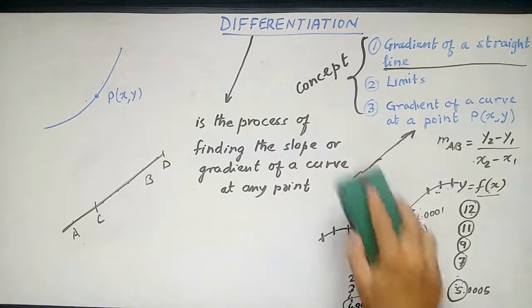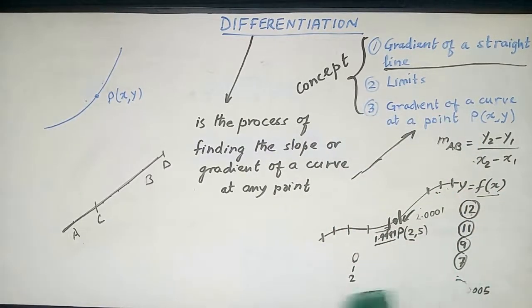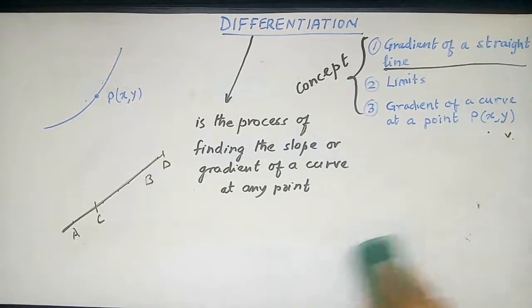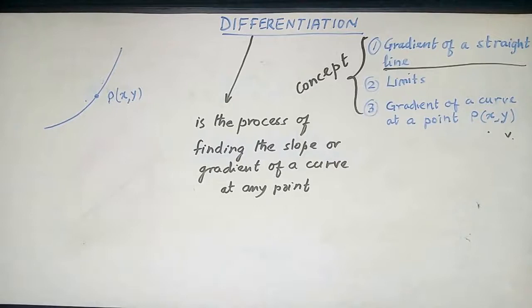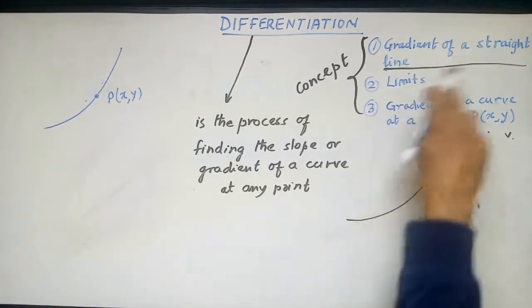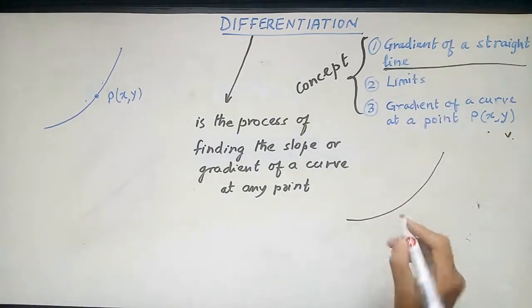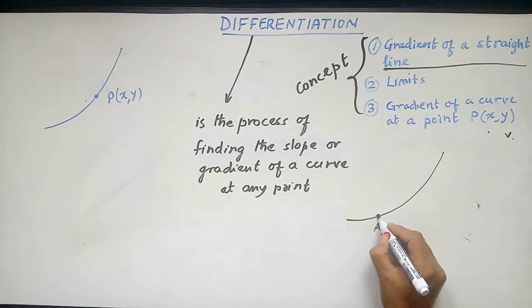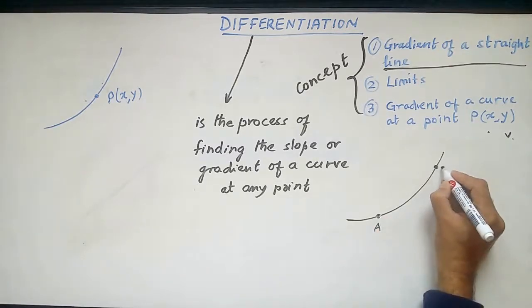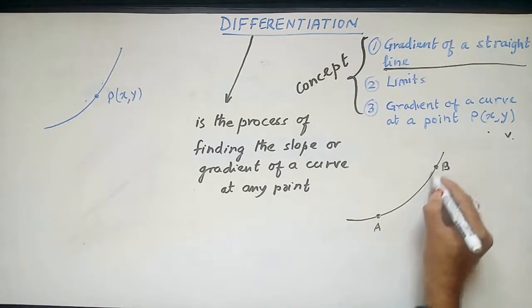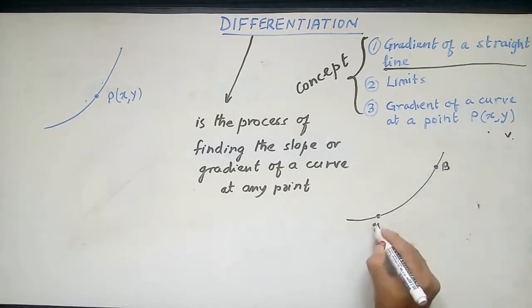So now let's understand point number 3. What do you mean by the gradient of a curve at any point x and y? If we have a curve like this, we know that the gradient of a straight line is constant on all points of the line. If we have a point A and we were to find out the gradient of the curve at this point, it is definitely different from the gradient of the curve at this point. The gradient here is much steeper than at A.